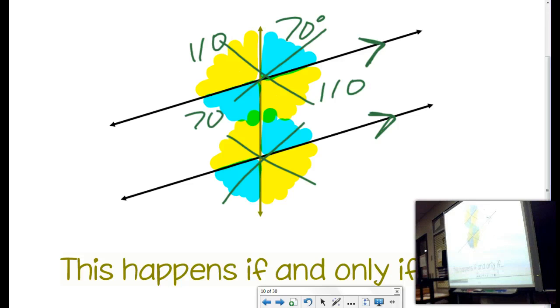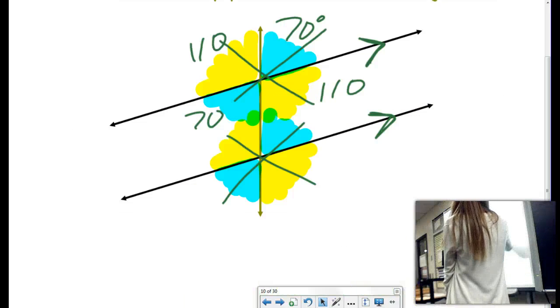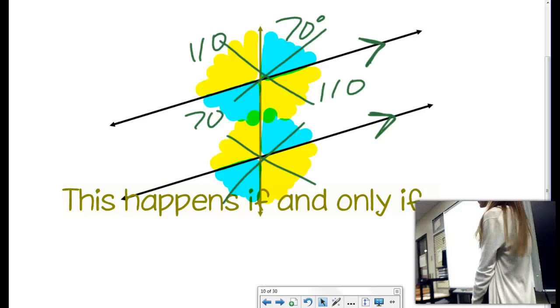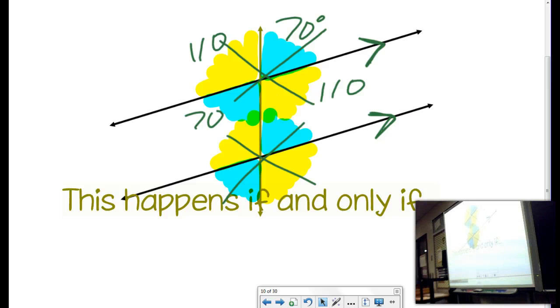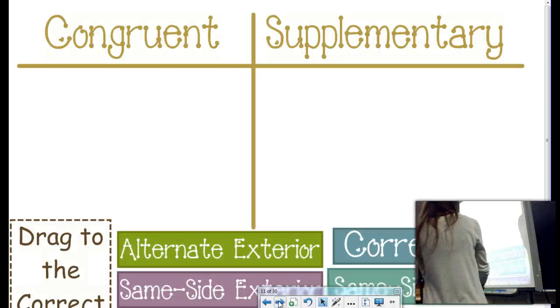So you mean all the yellow ones are 110 and all the aqua ones are the supplement? Yes. So cool. Now, this happens, and I said this, but I didn't say it. This happens if and only if what? They're parallel. Because if those lines are not parallel, then you throw these theorems out the window. They don't even make sense. They will not be true if the lines are not parallel. So I want you to flip your sheet over, go back to the front of your sheet.